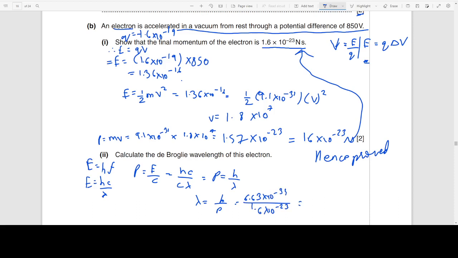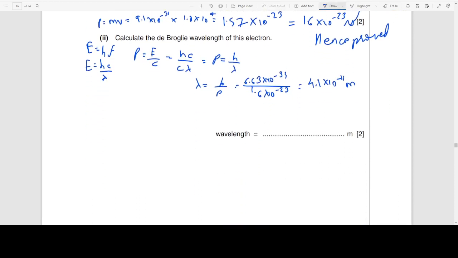And we get the answer as 4.1 into 10 raised to minus 11 meters. This is the de Broglie wavelength. So the final answer is 4.1 into 10 raised to minus 11.